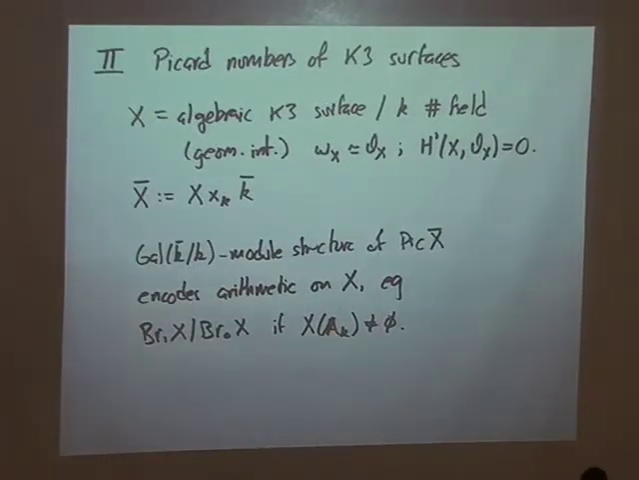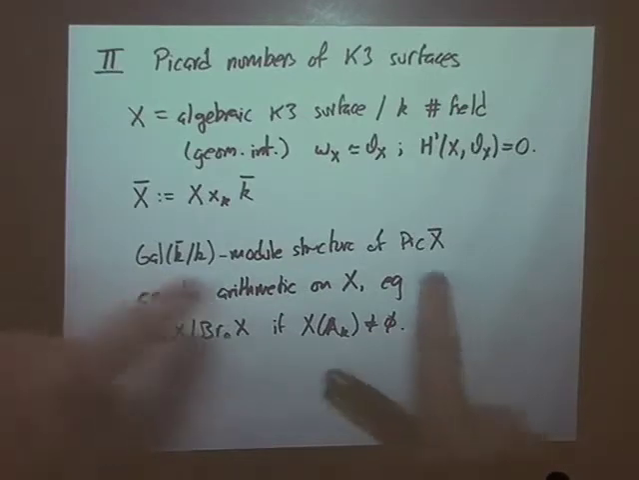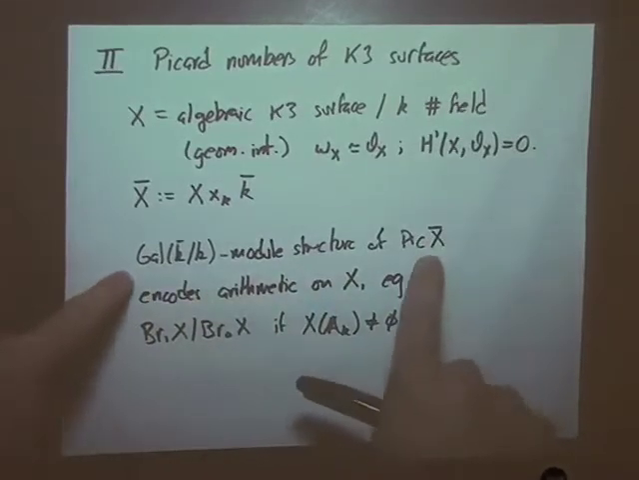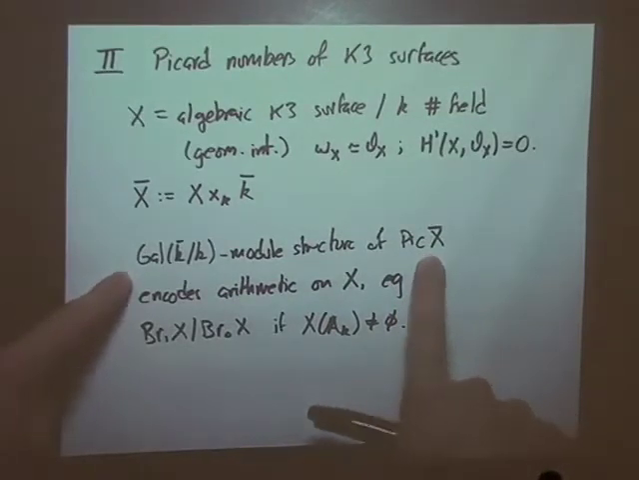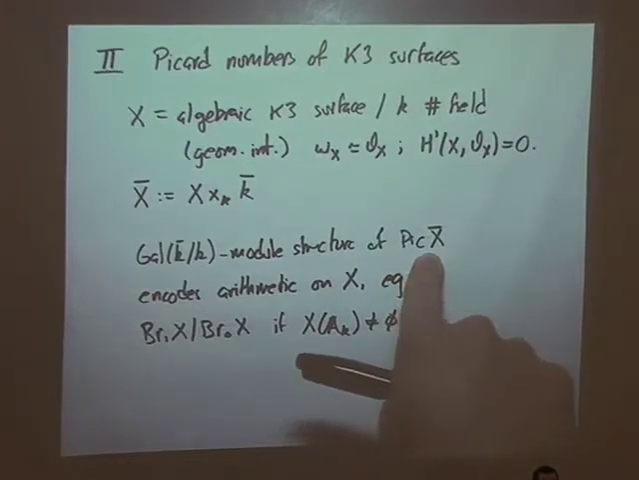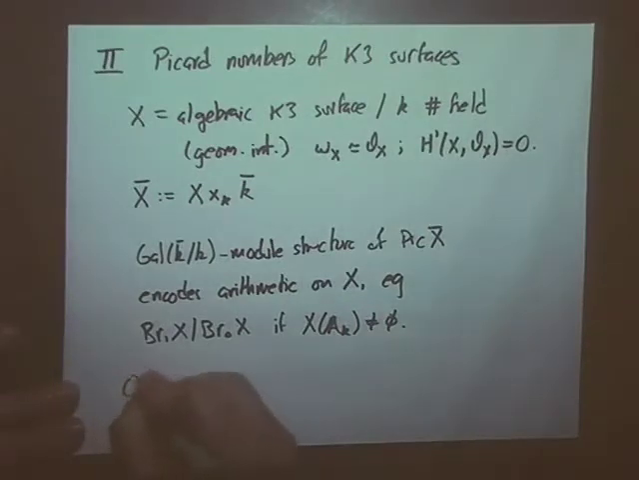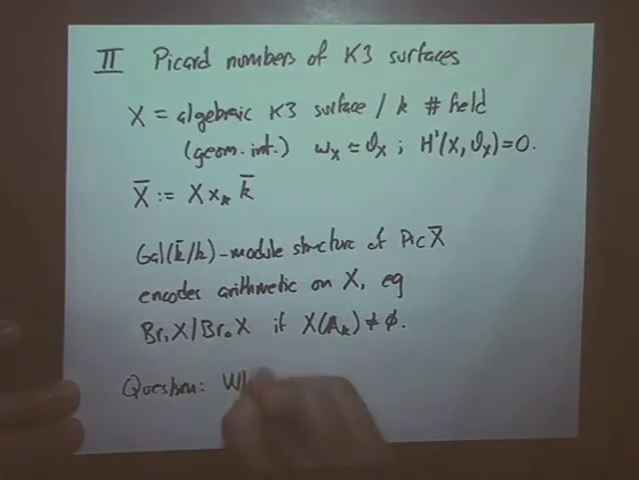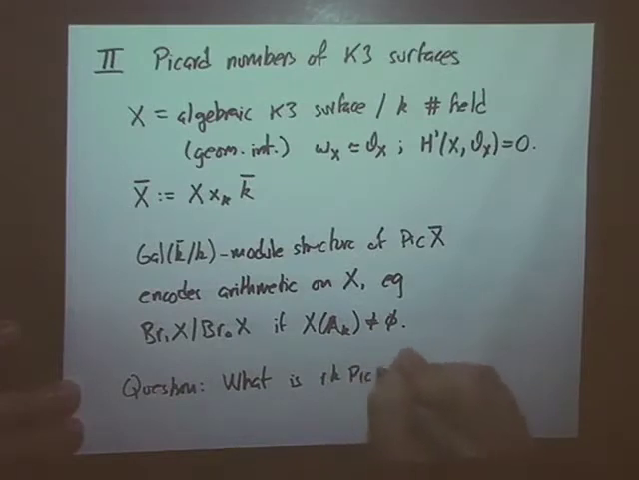So, okay, now it would be great to be able to say something about this Galois module structure of Pic X bar, but we're going to start with a much more basic question, which is, what's the rank of this thing as an abelian group if I start with a K3 surface over a number field? So the question that I want to take a look at today is, what is the rank of this Pic X bar? And we were calling this rho of X bar.